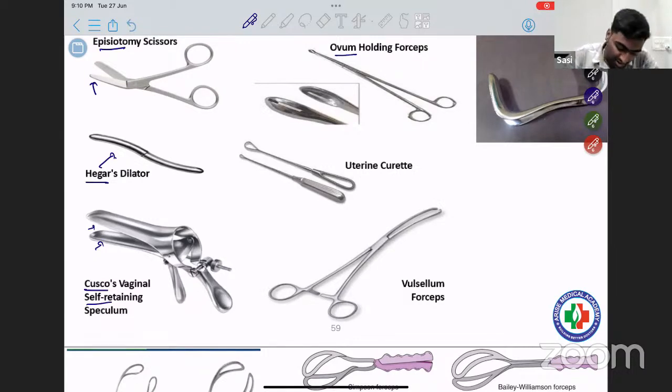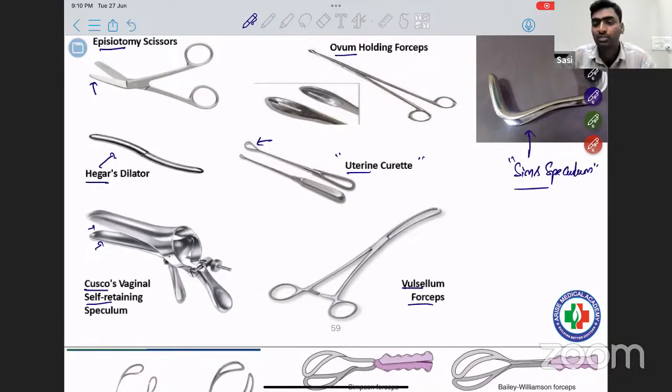Next one, this is how the uterine curette will look like. It looks similar to a tongue cleaner, which will do curettage. If we do over curettage, it results in the Asherman syndrome. Fine. Next one is the Vulsellum forceps, which is used to hold the cervix during cerclage in a case of cervical incompetence. Fine. And this is how the Sims speculum looks like.